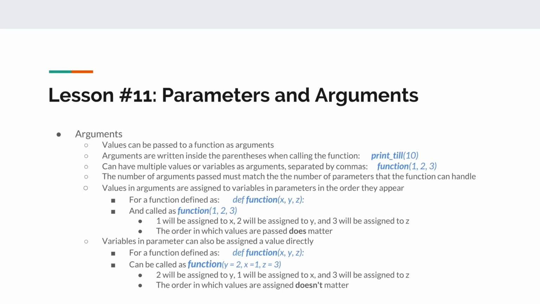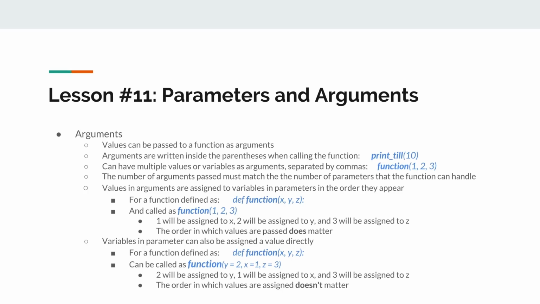Values can be passed to functions as arguments. Arguments are written inside the parentheses when calling the function. So, for the print till function, if we want to print numbers till 10, we simply write 10 inside the parentheses. We can send multiple values as arguments, each separated by a comma inside the parentheses. The number of arguments that you can pass to a function must be the same as the number of parameters that the function can handle.